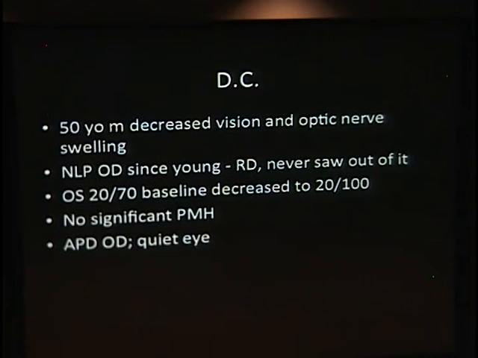Okay, so another one here, 50-year-old male complaining of decreased vision. He has optic nerve swelling coming in. The bad thing for this guy is he's NLP in his right eye from birth. He's saying that he had a retinal detachment, he never saw out of that eye, and so this eye is just kind of gone. His left eye, his baseline vision is 20/70. He's decreased down to 20/100. No real significant past medical history that we can elucidate from him. He has an APD in that right eye, and his eye is actually quiet.